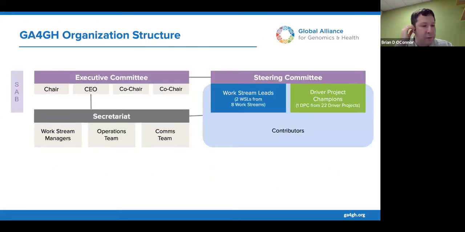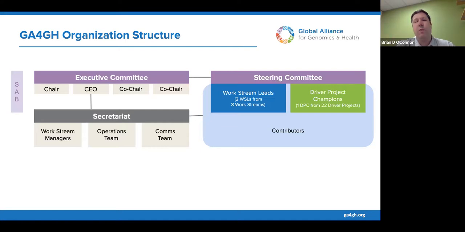Okay, so that gave you hopefully an idea of what GA4GH is and what we are trying to accomplish and what standards we are trying to create and how we're doing that through work streams and driver projects. But taking a step back as a workstream co-lead and looking at the governance and sustainability of GA4GH, over the last several years, I've seen really positive movement here in the GA4GH governance organization working towards greater sustainability.